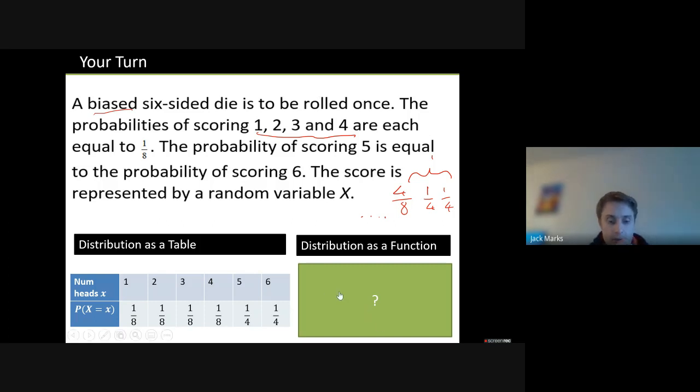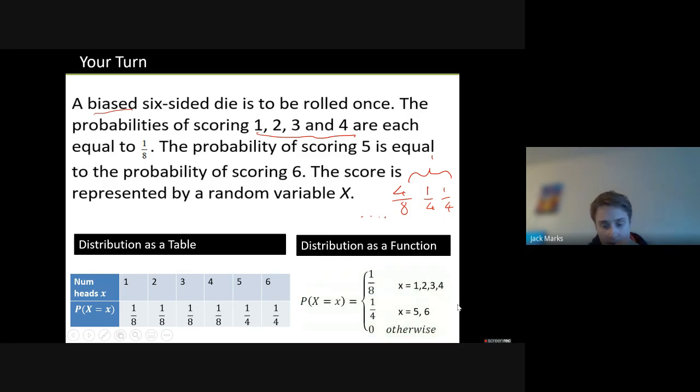As a function, how would I write this? Well, it needs to say the probability that the outcome is the variable x that we are looking at is an eighth for 1, 2, 3, 4, because it's the same for all of these. The probability is 1/4 for x equals 5, x equals 6, and there are no other possibilities. So 0 otherwise is what we're looking for.